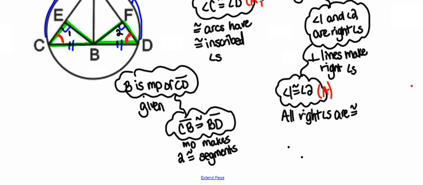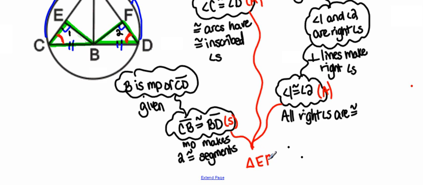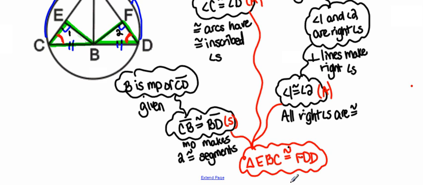So at this point, there's my first pair of angles, my second pair of angles, my pair of congruent sides. I can go ahead and pull all three of those together. And when I name my triangles, I have to make sure I name their corresponding parts together. So if I call the first triangle, triangle EBC, I need to call the second triangle, triangle FBD. And those triangles are congruent because of angle, angle, side.